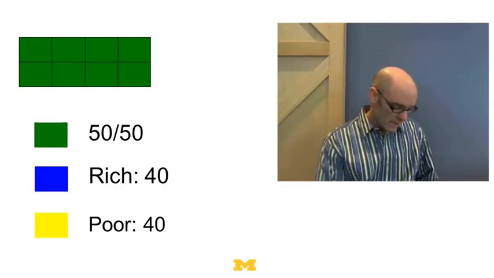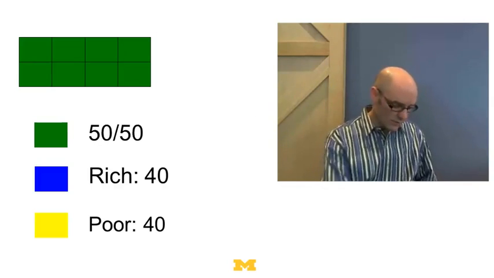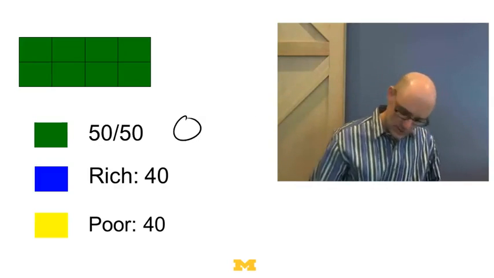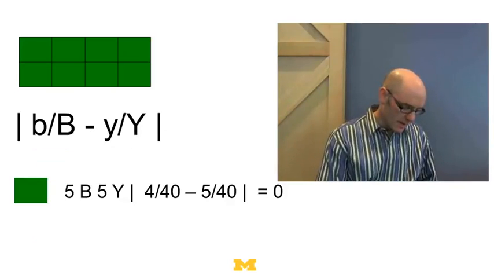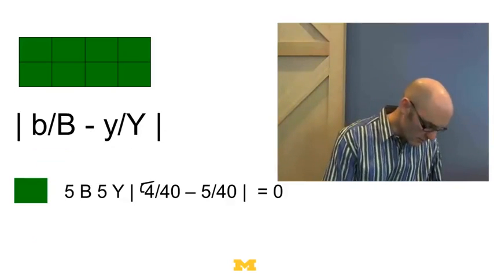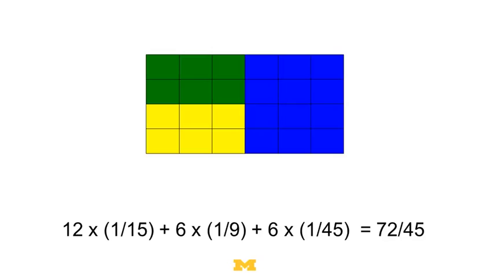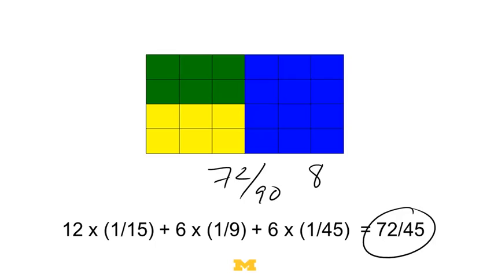So if I go to this case, where there's 40 rich, 40 poor, and they're perfectly mixed, my score is going to be 0, because I get 5 black and 5 yellow in each district. Oops, this should be a 5. And so I get a score of 0. And when I do the other one, I get a score of 1. Now, when I look at my earlier example, where I got 72 over 45, which didn't make any sense, now that's 72 over 90. And if I divide this by 9, that's going to be 0.8. So that's 80%. So this is 80% segregation, which seems pretty segregated.